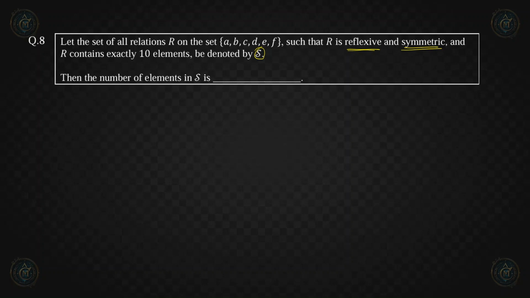Now for a relation to be reflexive, we know it must contain (A, A), (B, B), (C, C), and so on up to (F, F), because the definition of a reflexive relation is: for all a belonging to the set A, we have (a, a) belonging to the relation R. So we must have all these 6 elements in the relation R. But then R contains exactly 10 elements, so that means we have another 4 elements left here.